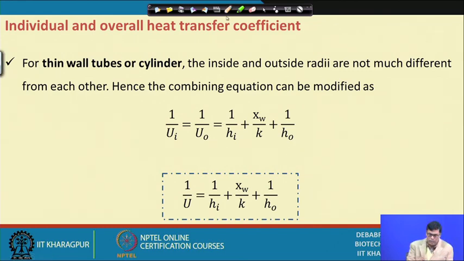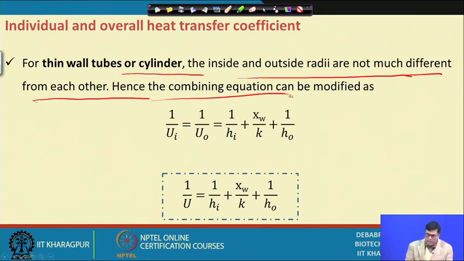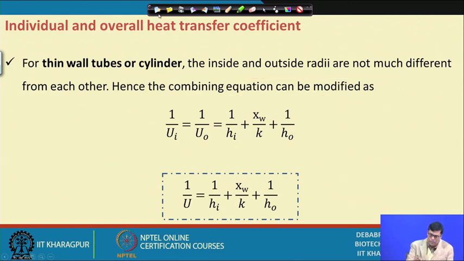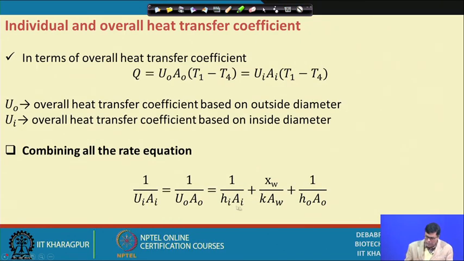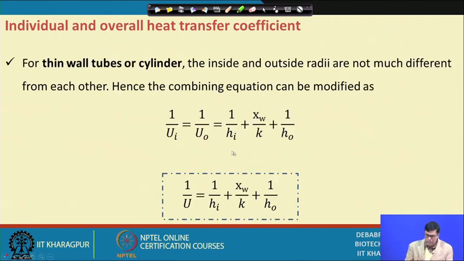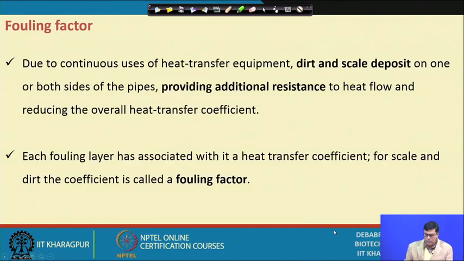This is for thin tubes or cylinders, where the inside and outside radii do not differ much from each other, and hence a combined equation will be right. So, previously this equation was our equation. Now, we consider that they are more or less the same, not changing. Then what can we write? We can write this equation in this form.